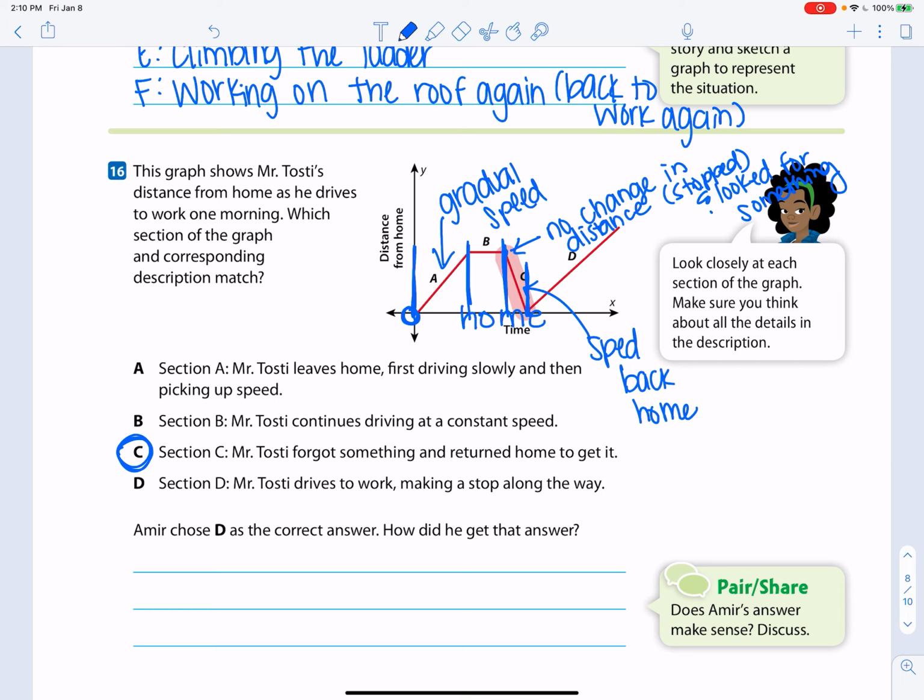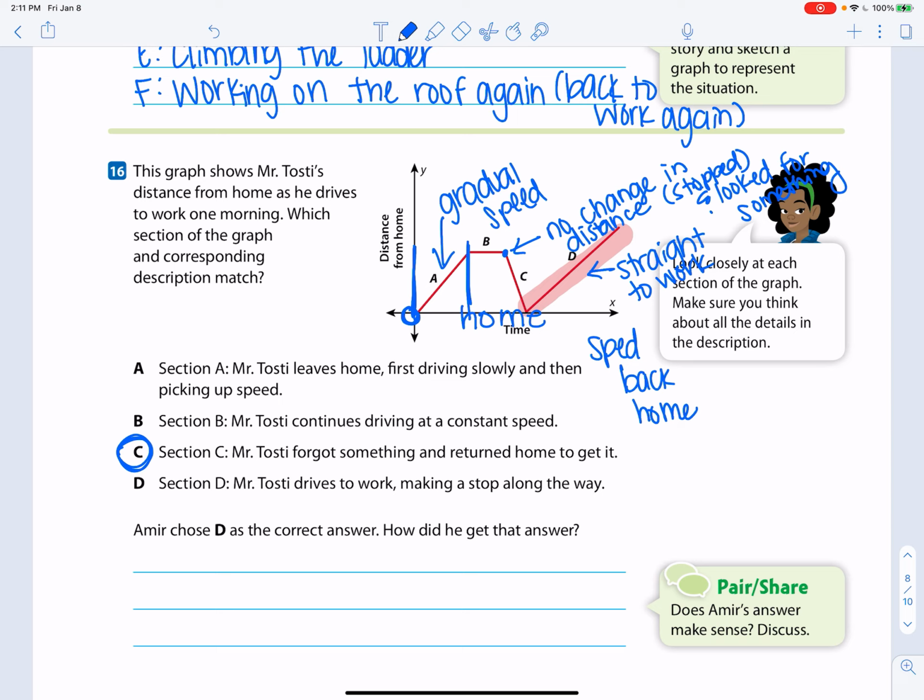Section D, finally, we're there. Let me take this off. Section D. Okay, so it looks like he is ready to go. I guess he's going to work. Yep. So it looks like he's finally there. He goes straight to work, about at the same speed almost that he had in section A. So he is off to work. And he didn't stop anymore. So he went straight to work after he went back home. There is no stop along the way, but he did drive to work.